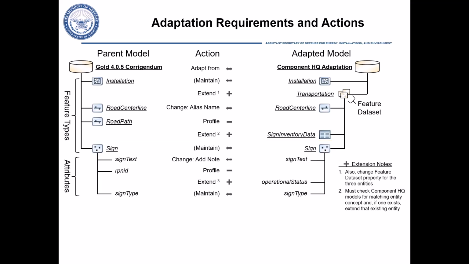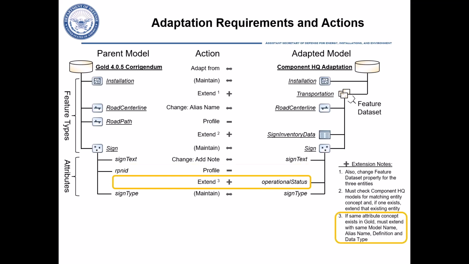Here we see requirements for 3 attributes. Note that these are in addition to standard foundational attributes like feature name and metadata ID, and standard real property attributes like RPUID and RPSUID. Sign text is the first required attribute. It needs the addition of a note, so this attribute needs a change action from its parent form. The next attribute listed is RPNID, which is not required, so will be profiled from the parent. Operational status is the next required attribute. It is not found attached to the sign entity in the parent model. Thus, it needs to be extended.